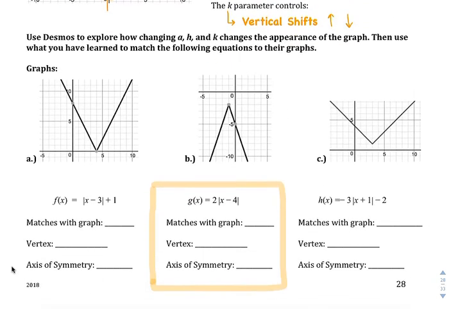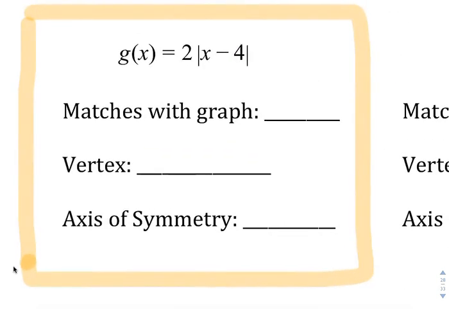It says you guys can use Desmos to explore a little bit. I'm going to go through one example with you. The graphs are A, B, and C. We're going to look at the middle one. It doesn't necessarily go with B. We're going to look at that second equation. So let's just look at the equation first. It wants us to know what graph it matches with, what the vertex is, and what the axis of symmetry is. Well, we're going to look at a couple things first here.